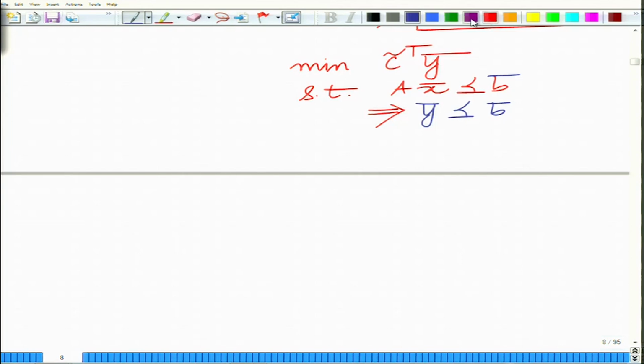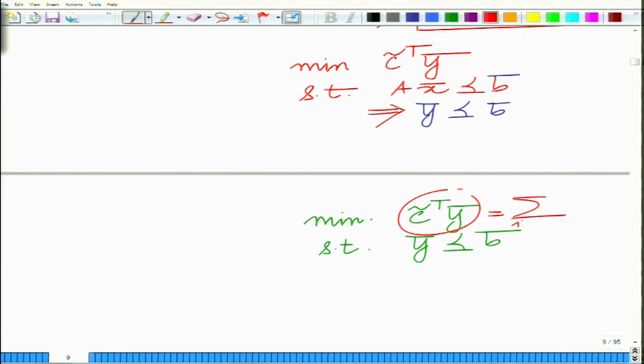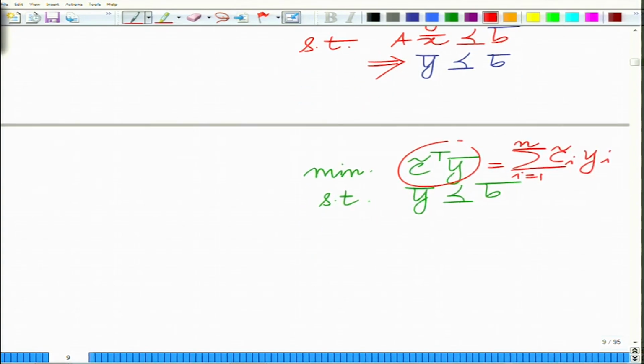So, now we have a much more insightful and simpler optimization problem: minimize C tilde transpose y bar, in terms of the new variable y bar, subject to the constraint y bar is component wise less than or equal to B bar, and this will basically be summation i equals 1 to n C tilde i y i. Okay. And the constraint will be a component wise constraint. This implies that each component of this vector y, y i, is less than or equal to each component of vector b, that is b i. Okay. Now, it is easy to see what the solution of this optimization problem is.